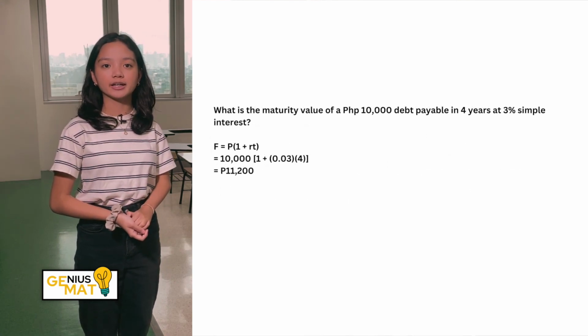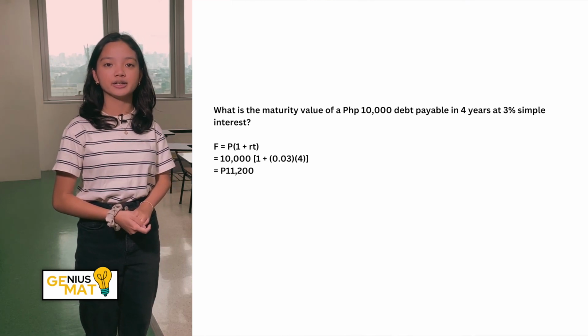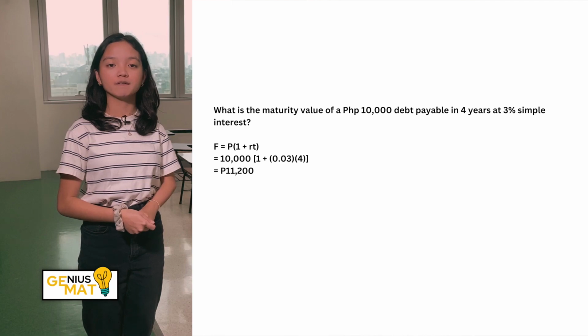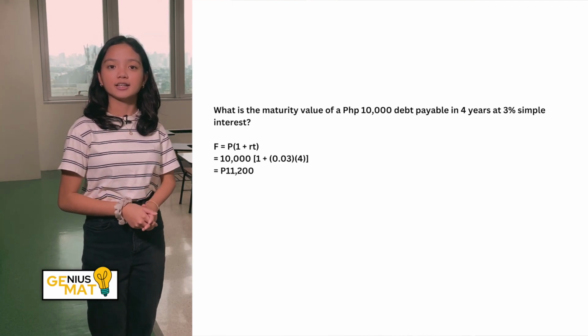We're just going to plug in all the values, so it will be 10,000 times 1 plus 0.03 times 4 equals 11,200 pesos. Now let's move on to getting the compound interest.